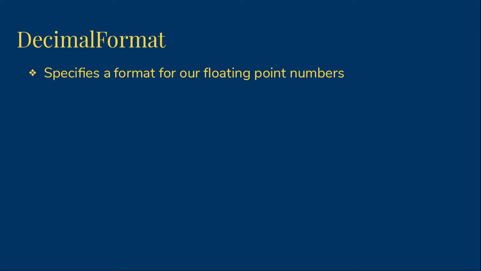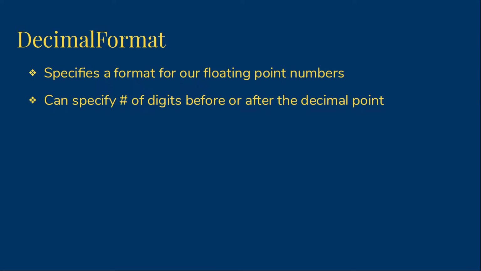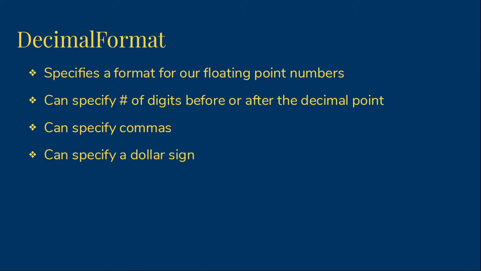First, we're going to look at the DecimalFormat class. This class allows us to specify a particular format for our floating point numbers. We can specify the number of digits before or after the decimal point. We can specify commas. We can give it a $ sign. We can also say this is a percent, which will not only give us the percent sign at the end, but will also multiply the value by 100, so that we're getting the value that makes sense, even though we've been computing with the value. So 0.75 is what we use for 75%.